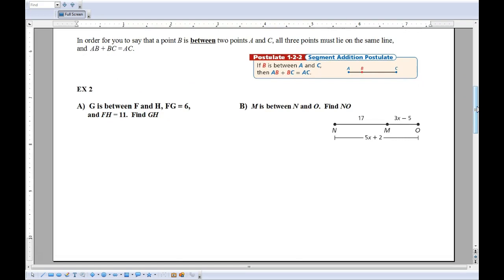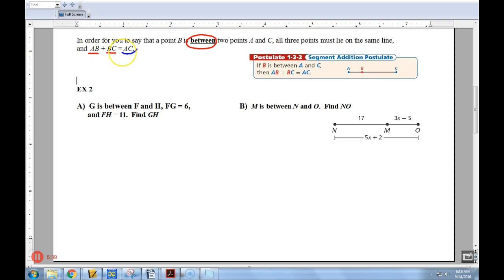And let's get this notion of between kind of figured out. So in order for you to say that a point B is between 2 points, all 3 points must lie on the same line, and this equation also has to be true. The distance from A to B plus the distance from B to C has to equal A to C.